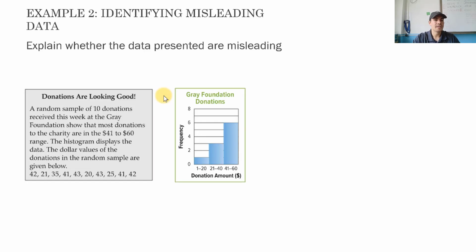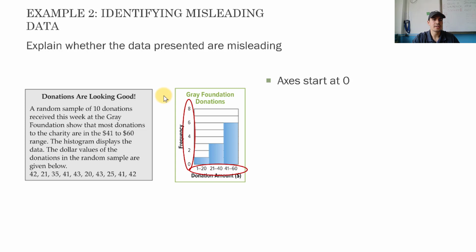All right, identifying misleading data. We're going to explain whether we have misleading data here presented to us. Okay, so we have donations. We have 10 randomly sampled donations received from the Gray Foundation, shown that most donations in the charity are in the range of $41 to $60. Now the histogram displays the data here, and we have the data set below. Okay, this is 42, 21, and so on.